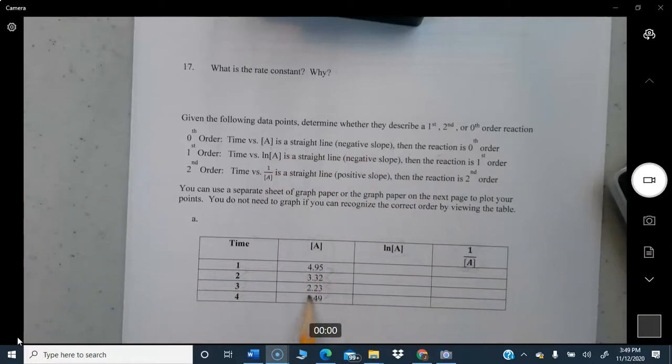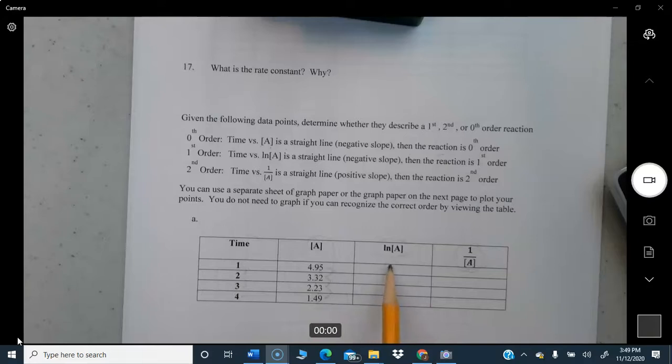If you found that these don't give you a straight line, now you've got to get out your calculator and write down the natural log of A. So what is the natural log of this? Write it there. What is the natural log of 3.32? Write it there. What's the natural log of this? Then take the differences.